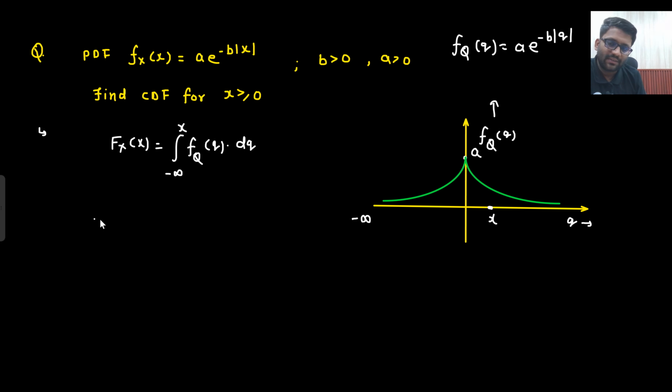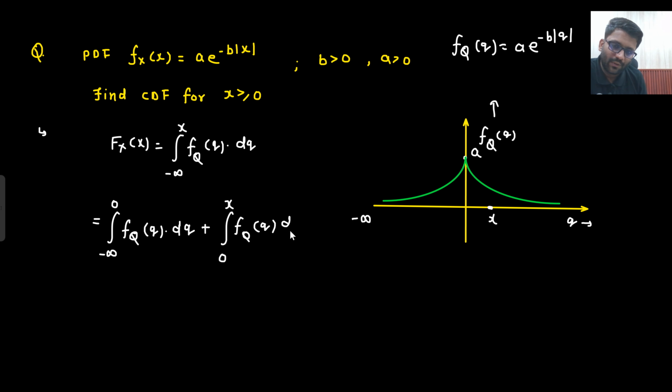So can I break down this limit something like this? The integral from minus infinity to 0 of f_Q of q dq, plus the integral from 0 to x of f_Q of q dq. Do you agree to this point? Because x is greater than 0, no? That's why this information is given. Because some guys may understand that x is here, that means they will consider only this particular graph. But x is greater than 0, that means this graph should be considered. This graph should also be considered. So between minus infinity to 0, what kind of relation, what kind of expression are you having?